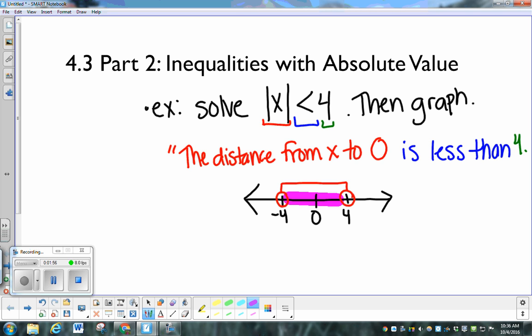We want an open circle on each because it can't be 4 units from 0. The distance has to be less than 4. So x must be somewhere in there. That's what that problem means. So if we were going to write this in interval notation, just as practice, we would just say from -4 up to 4.